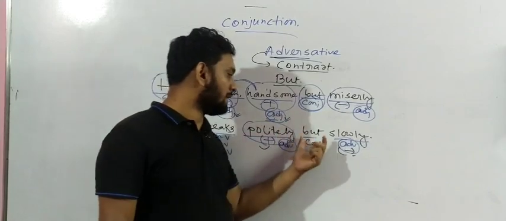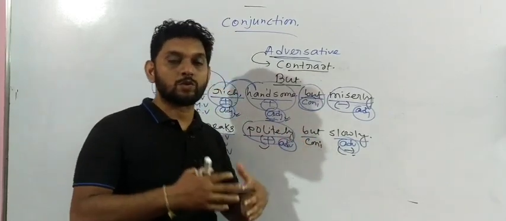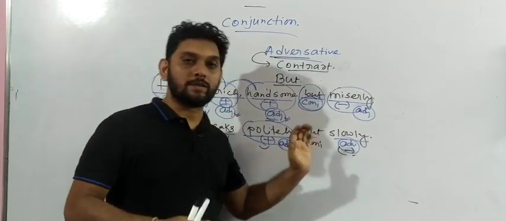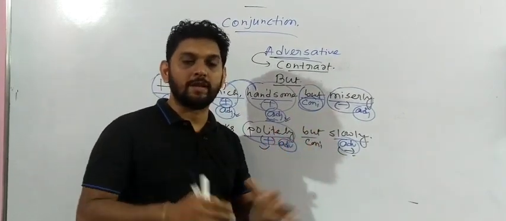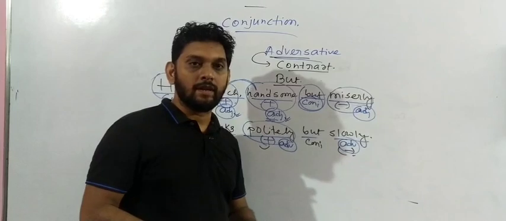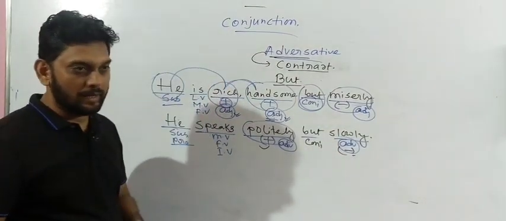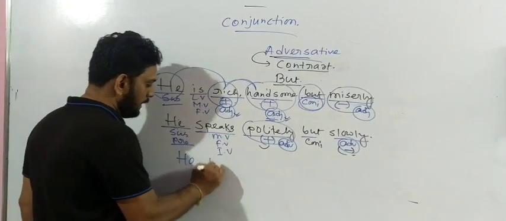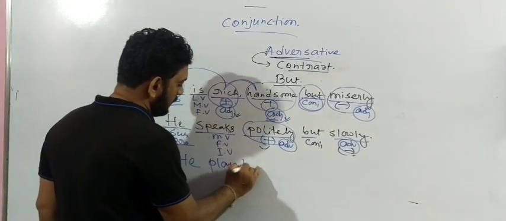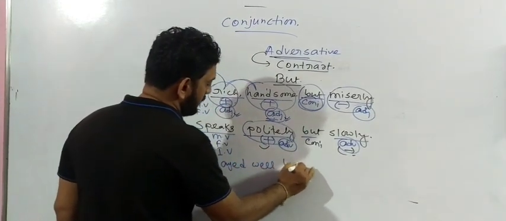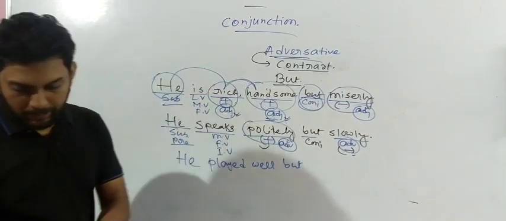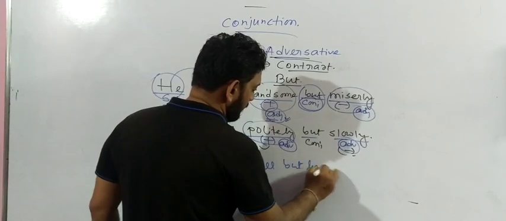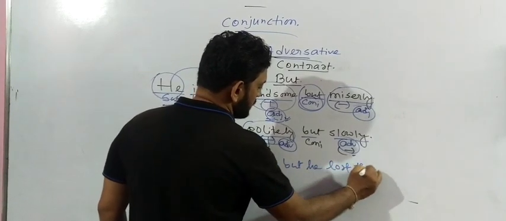So that means this conjunction but joins two or more words. Got my point? And this but also joins phrases and clauses. So let me give an example. Write down, he played well, but he lost the match.